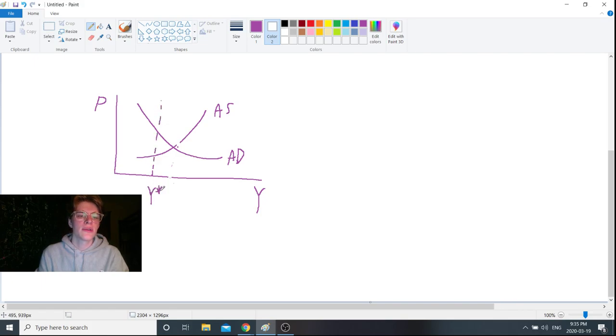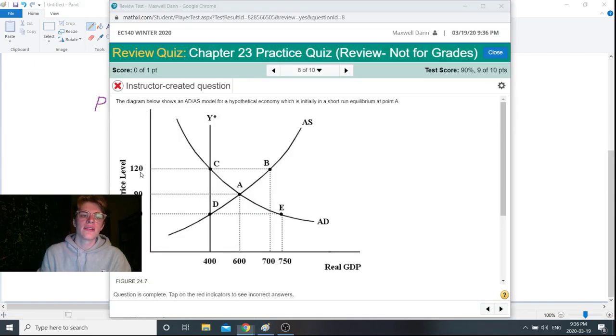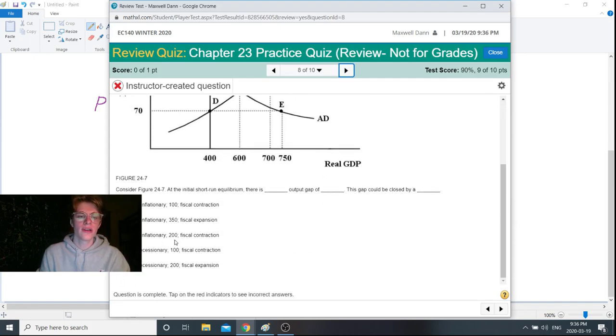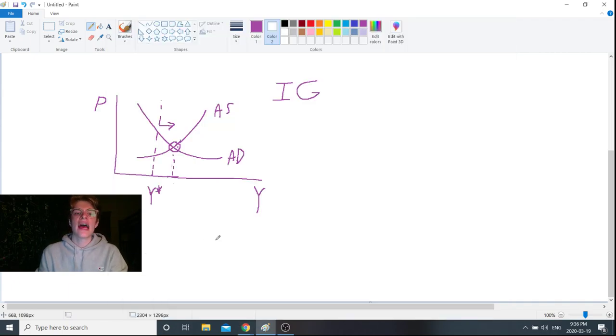So I talked about this in the last video, but when our short run equilibrium, so this is our short run equilibrium when demand equals supply, that's pretty basic for micro, everyone should know that, is greater than our potential output, we are in an inflationary gap, and the amount that we're in is simply the difference between the equilibrium and potential output. So the difference between D and A in this case, which is just 200. And then how do we fix that?